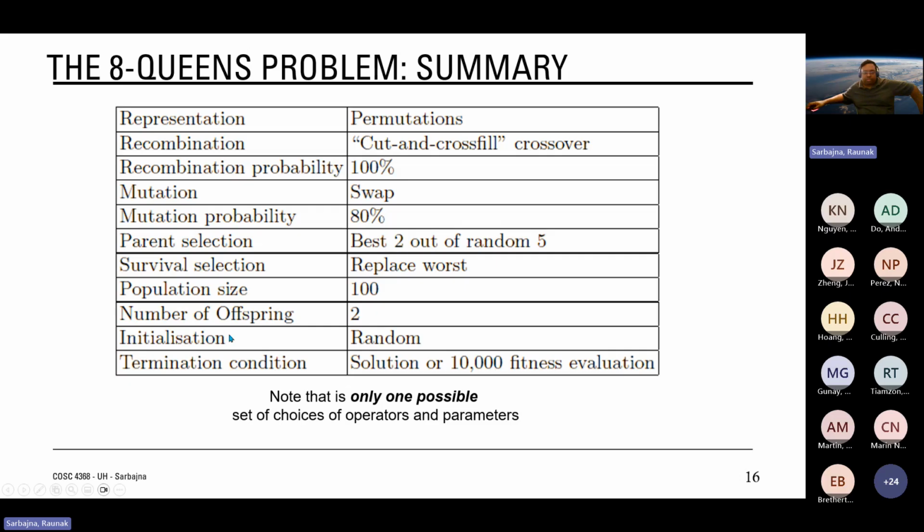And you have two offsprings. Your initialization is random, and your termination condition is either you hit a solution or you run for 10,000 generations, and you stop after 10,000 generations. Then pick the best possible solutions. Obviously, this is the one that I picked, but you can pick something different, and you can come up with better or worse solutions.